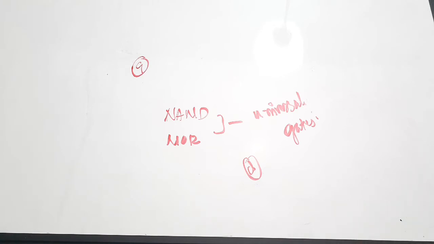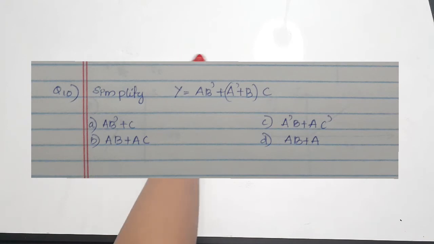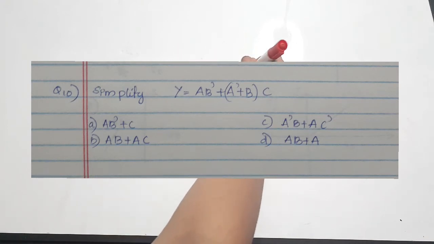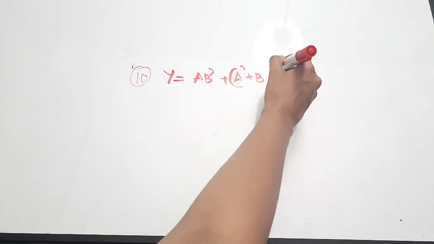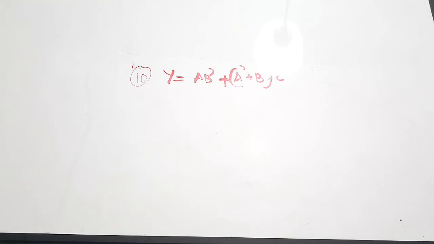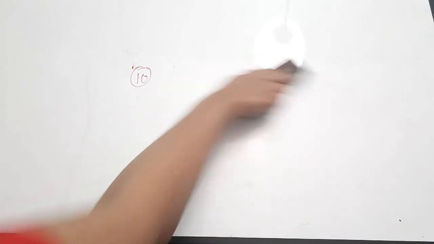Now, 10th question is a logical simplification, Boolean simplification. Simplify y equal to AB complement plus A complement plus B into C. This is a little bit difficult one. Not very difficult, but a little bit difficult only. I'll write it down so that you can see it.